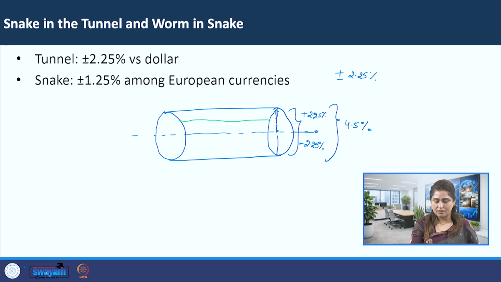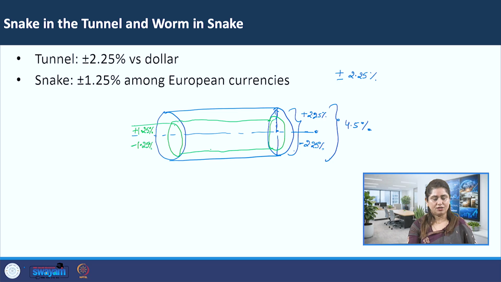Now in this we also had the snake in the tunnel, which you can keep like a snake here. Now this snake was actually for the European countries, and they could fluctuate from plus 1.5% to minus 1.5% among each other. So the total band for the fluctuation of the European countries among themselves was 3%.